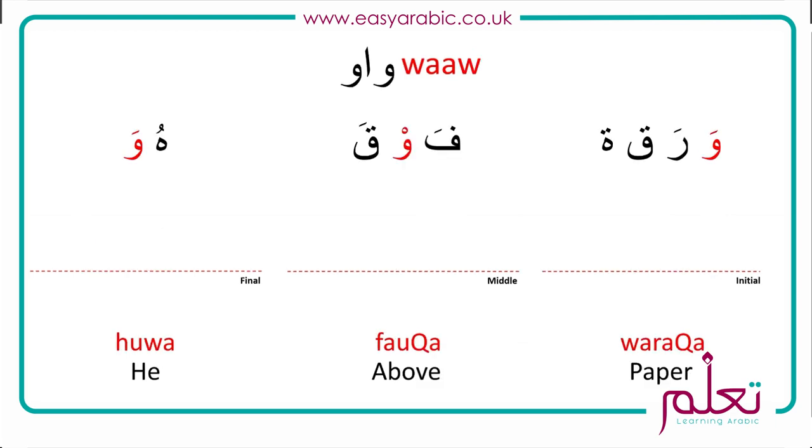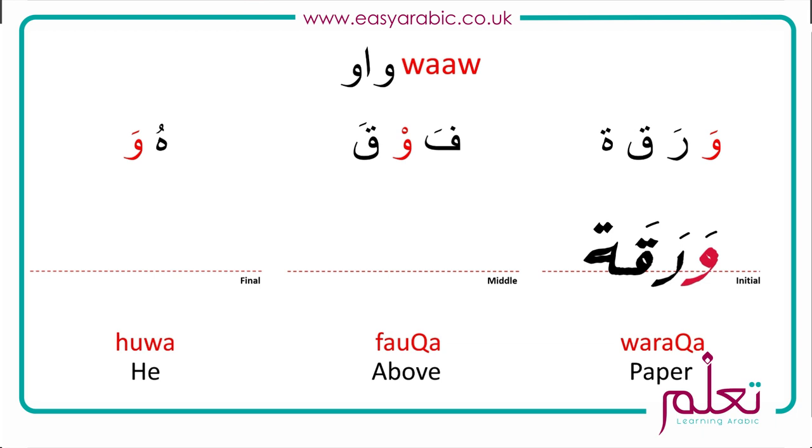So next we have the letter Waw. So the word is Waraqa, which is paper. So Waw. Then we have the Ra. Again, it's a naughty letter, so it can't join onto the next letter. Then we have the Qaf again, in its initial form, because this comes after a naughty letter. And finally, Ta Marbuta. Again, this indicates it's a feminine word.